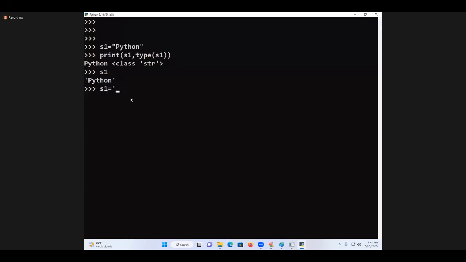S2 is equal to, even if I write Python like that, print S1, it is as it is like that. One more, S3. By looking at you, I feel that you are not getting me. Triple double quotes, Python. Now I will say print of S2, type of S2. We got official Python coming. You print only S2, students.